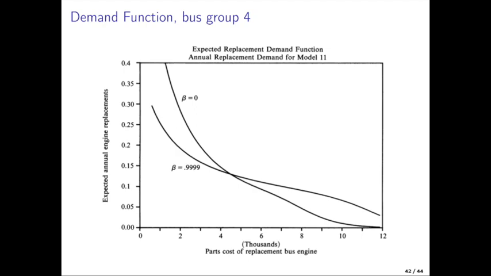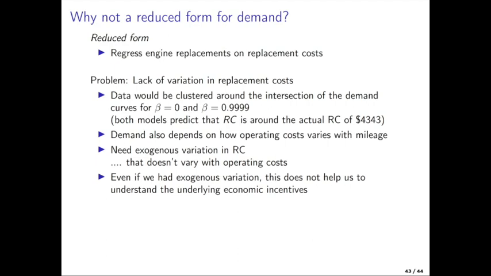We need to learn about the incentives, the structural parameters, in a more indirect way, and predict what the implied demand would be from that theory model. So demand also depends on how operating cost varies with mileage. Okay, and so that's a problem too. And we really need exogenous variation in replacement costs that doesn't vary with operating costs at the same time. If that was the case too, you would need to control for that as well. And now you have two potentially endogenous variables that are prices, and you need instruments and so on.